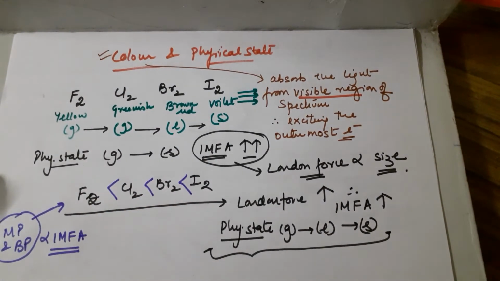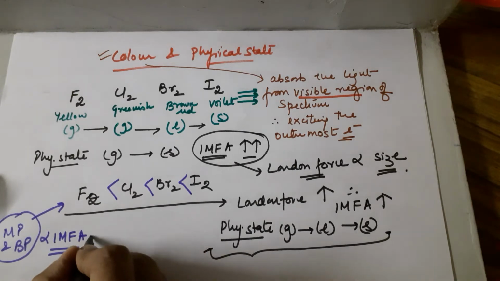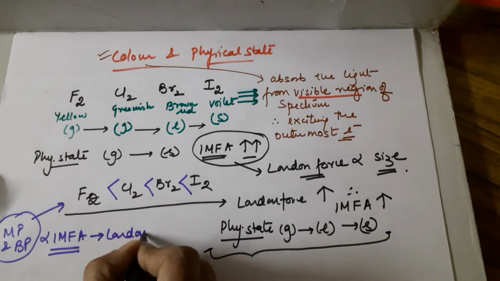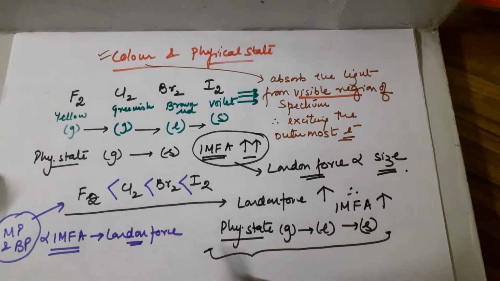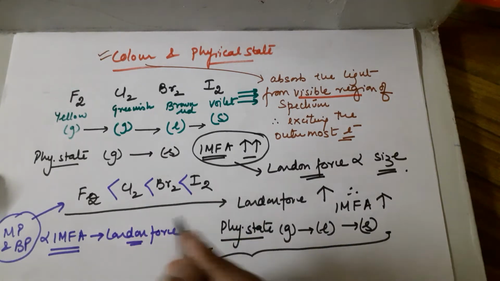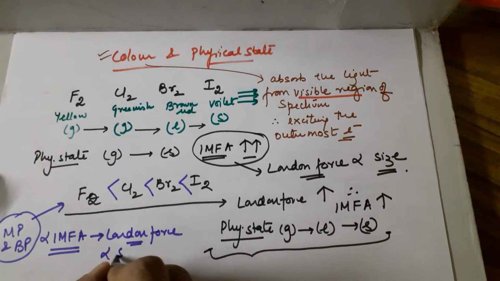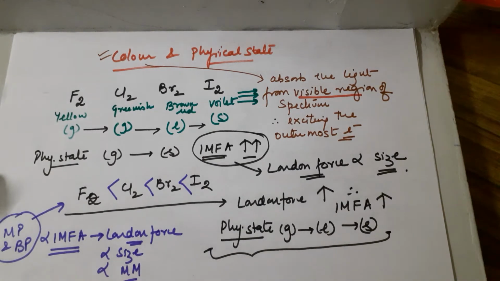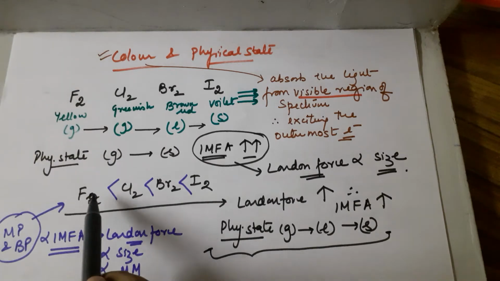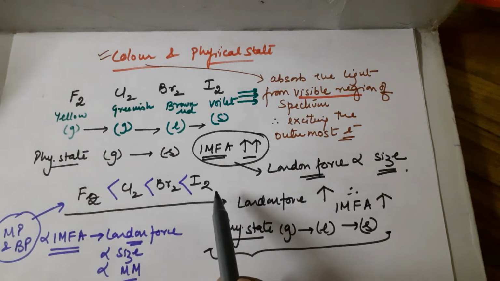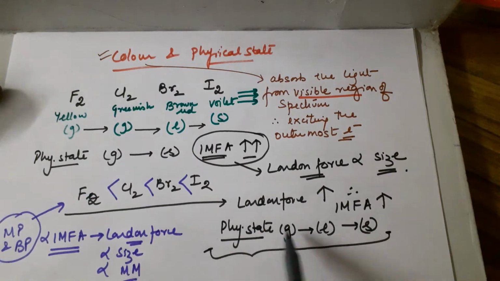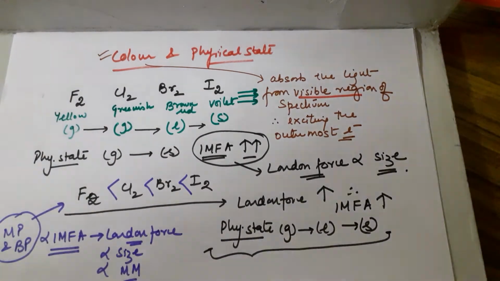will also increase, and the reason is due to the intermolecular force of attraction, which is nothing but your London force, because we are talking about the van der Waals force, the weakest force, which is directly proportional to the size or the molecular mass. Fine. So the melting and the boiling points would also increase as you move from fluorine to iodine, as well as the physical state changes from gaseous to solid.